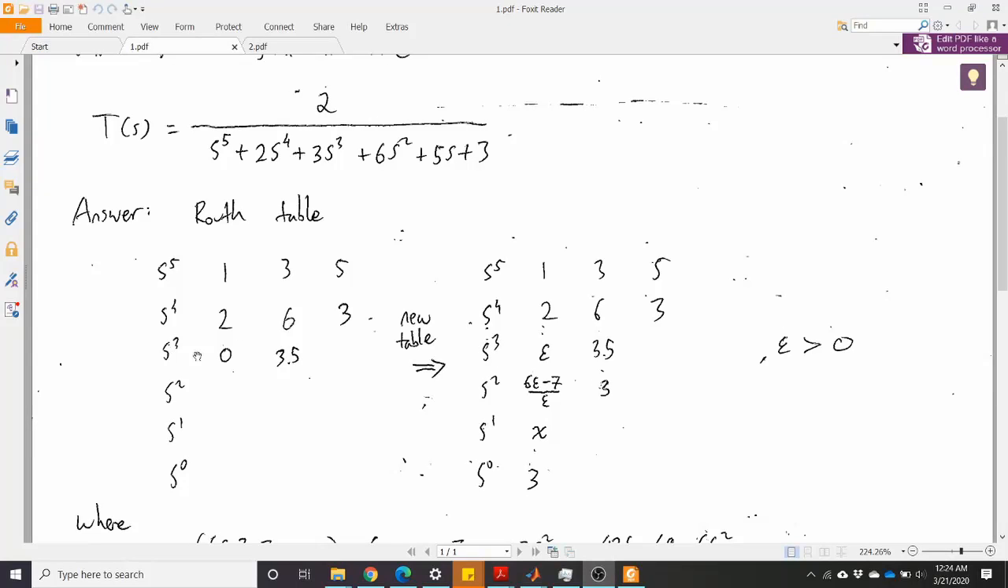So next we want to determine the row on the s cubed. So this is done by calculating the coefficients, which is as follows. So how do we get 0? We get 0 by multiplying 2 and 3. So 2 times 3 is 6, minus 1 times 6, 6. So 6 minus 6 is 0 divided by 2. It gives you 0.